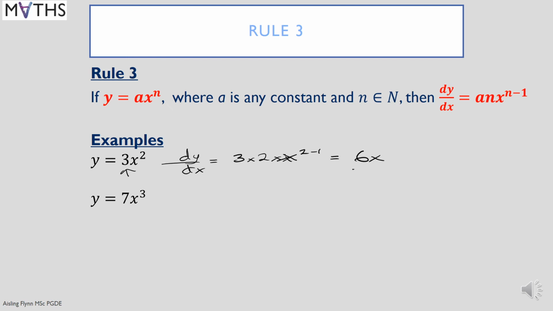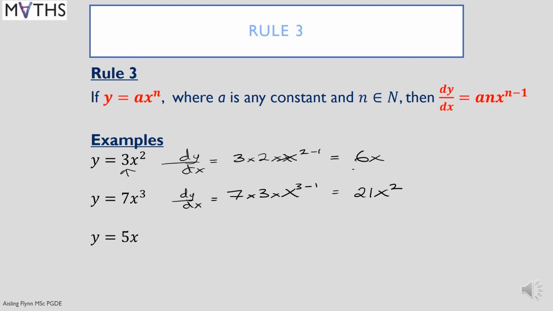Let's look at another example. 7x cubed. So dy/dx will be equal to 7 multiplied by the power 3 multiplied by the x, but reduce the power by 1. And so what we'll get is 7 3s are 21, and x, where the power has been reduced to 2. So 21x squared. Next one.